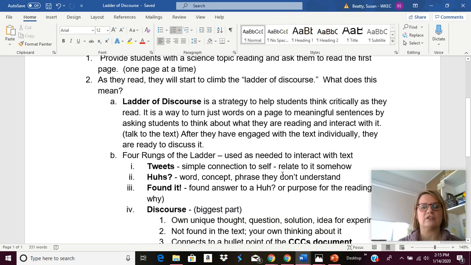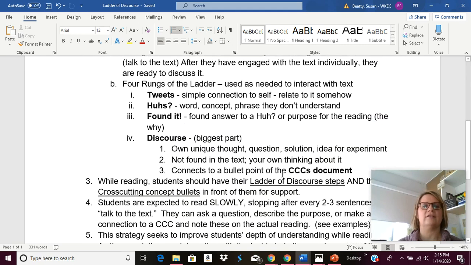So what those rungs represent is different things that they do when they interact with the text. They can simply relate to it, and they call that a tweet. Maybe they've heard of a word before, or they've heard of something before, and they note that. Or there's something they don't understand, and it causes them to ask, what is that? And they would note that. Or if they found an answer to one of their questions, or they discovered what the purpose of this reading is, they would put that at that point.